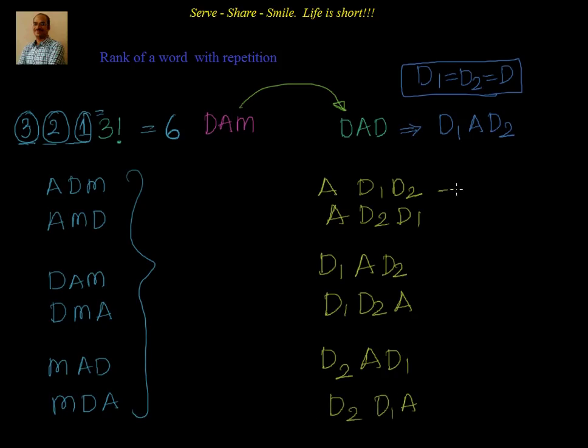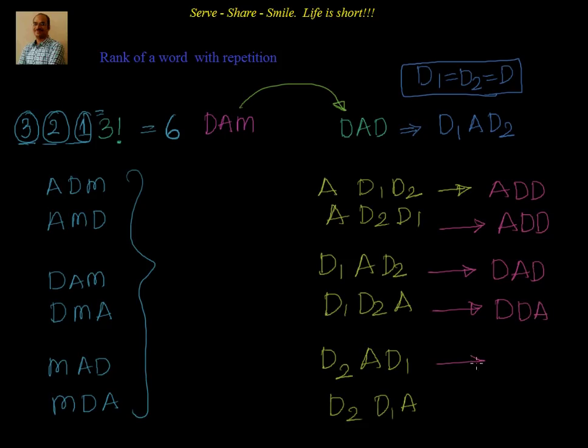Now it's time for us to change D1 and D2 to D so that we can see how many are duplicated. ADD, that's one word we have. This is also ADD because D1 equals D2 equals D. Similarly here I have DAD, and the next one is DDA, and the next one is again DAD, and again DDA. Now you can see that we have formed 6 words, but out of them 3 are duplicates. ADD is repeated, DAD is repeated, DDA is repeated.